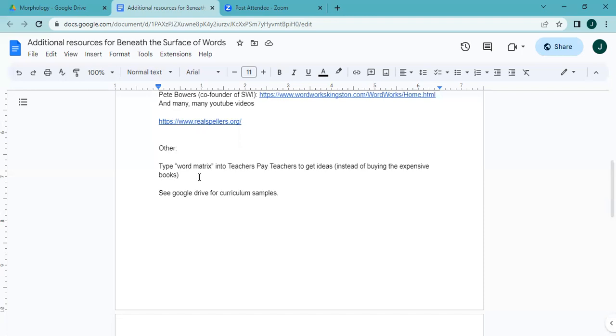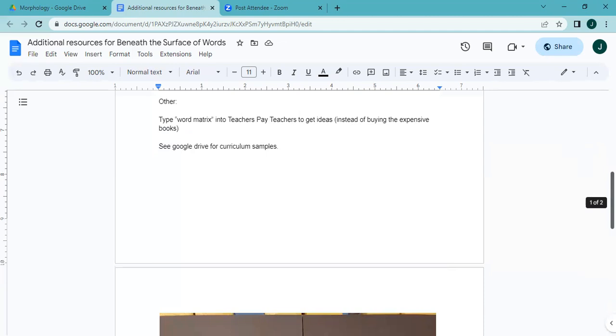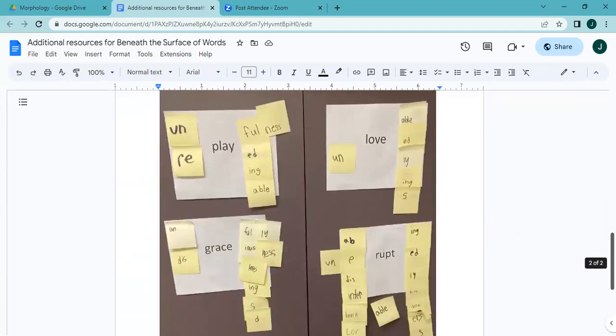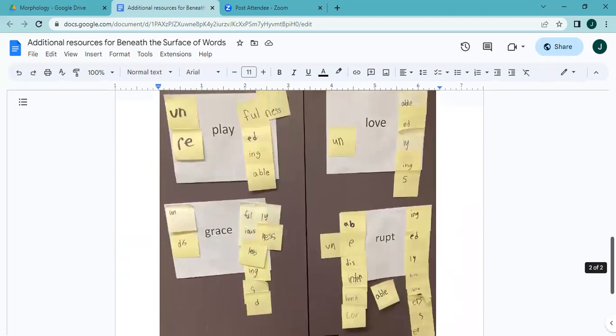Now, structured word inquiry folks would say that you need to be working on the words that the students are seeing in their reading and writing and things like that. But for me getting started, it helped to start with some specific bases and work from there. And then I will show you my Google Drive with curriculum samples in the morphology portion of the Speech to Print Google Drive. This is how we got started in my room working with morphology.